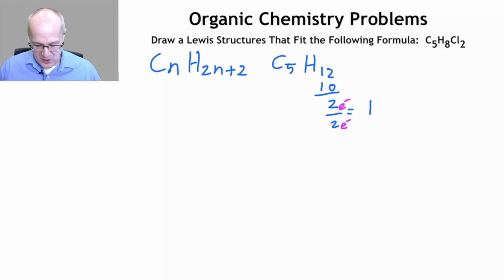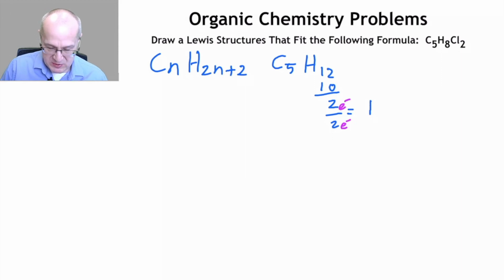So this is the formula. Whatever the difference is between these two numbers, always divide by 2. And this number is how many rings or double bonds you have. So I know in this molecule, I have 1 double bond somewhere, or a ring. It could be a ring, but let's draw it as a double bond.